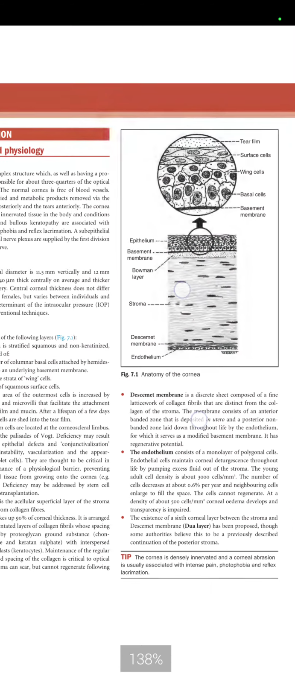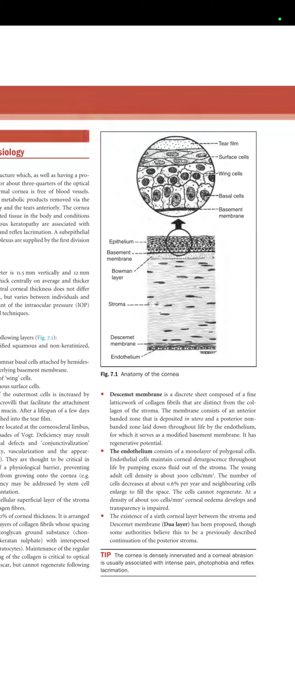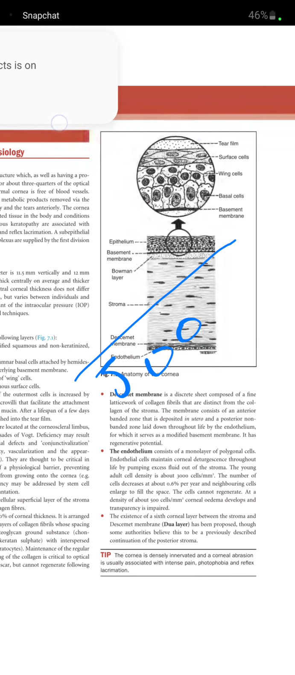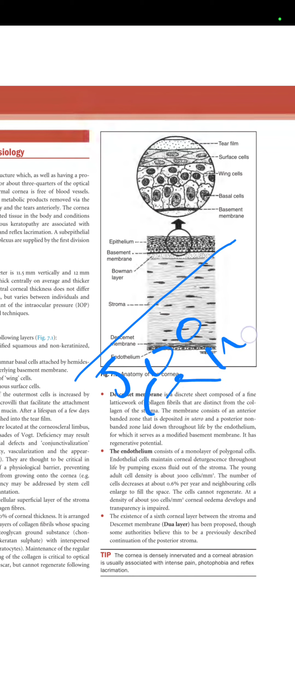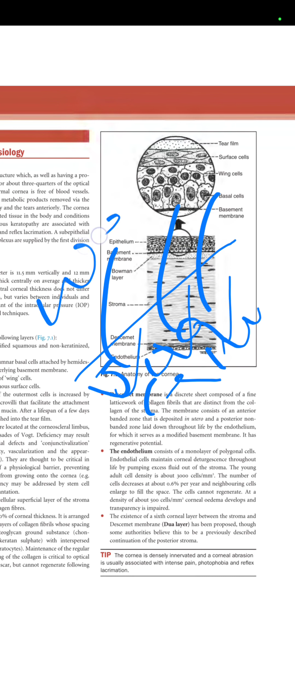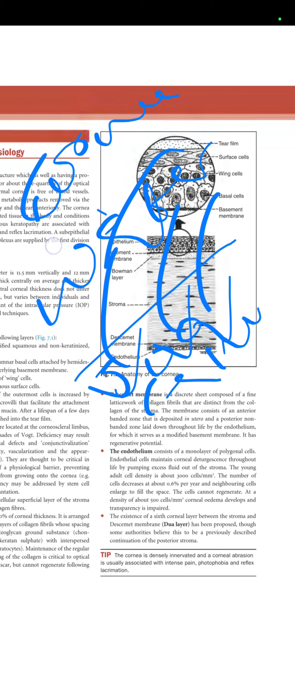The cells cannot regenerate. At a density of about 500 cells per square millimeter, corneal edema develops and transparency is impaired. So what happens if the cornea has only 500 cells? It does not function properly, and it cannot pump the water effectively. So it causes edema of the cornea. And what if the cornea is edematous? There is a loss of transparency.